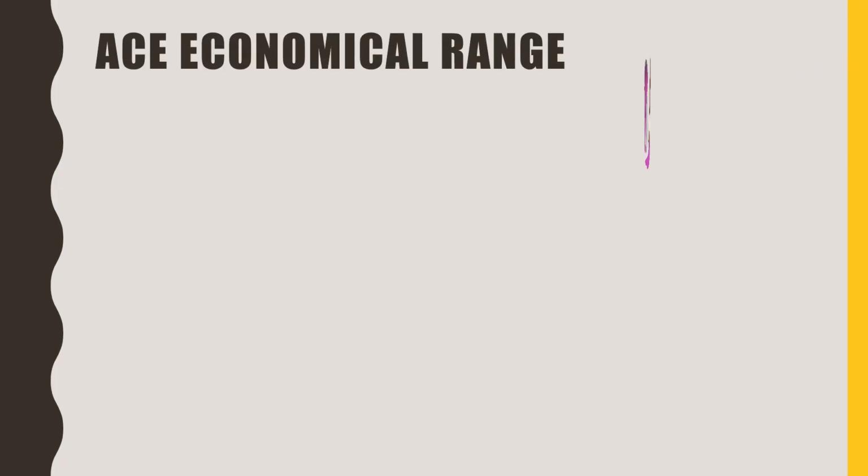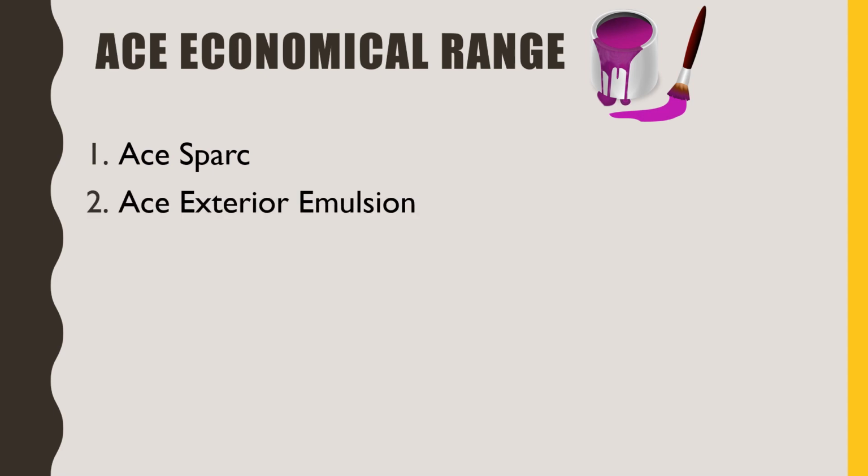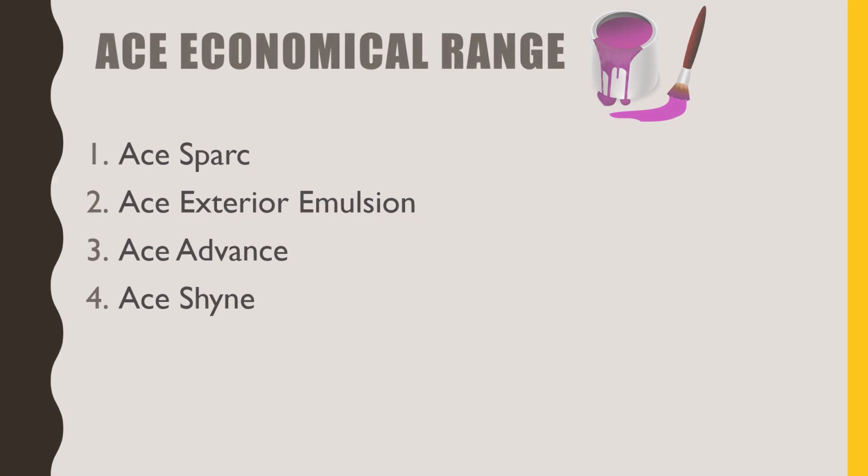So here our first Asian Paints series which we are going to talk about is the economical, or rather I would say cheap range series, that is the ACE series. There are 4 different types of paints categorized here. First is ACE Sparc, second is ACE Exterior Emulsion, third is ACE Advance, and fourth is ACE Shyne. So first we'll talk about ACE Sparc.